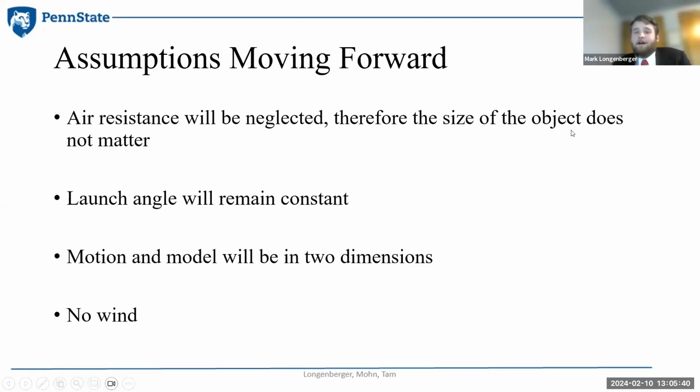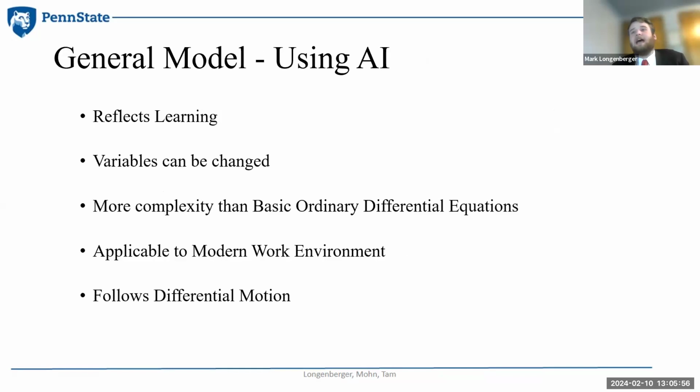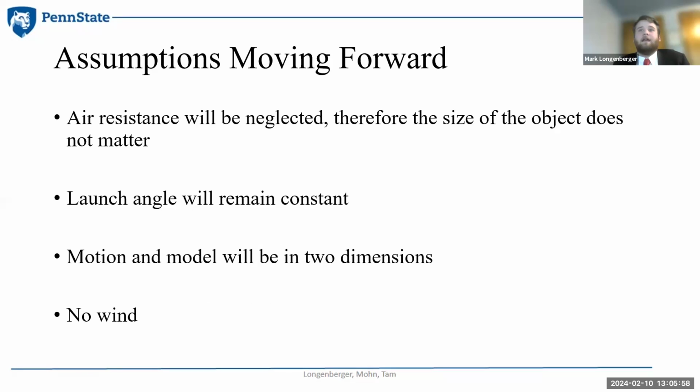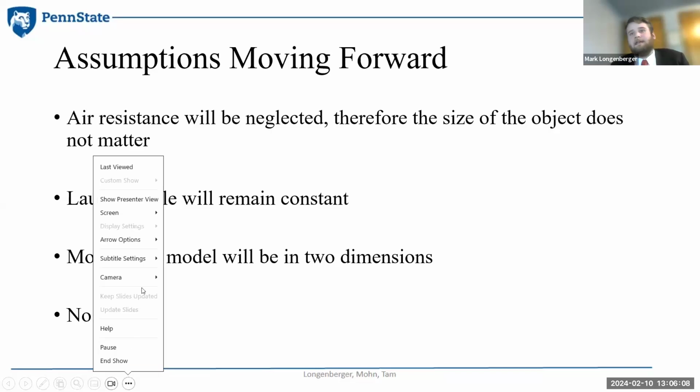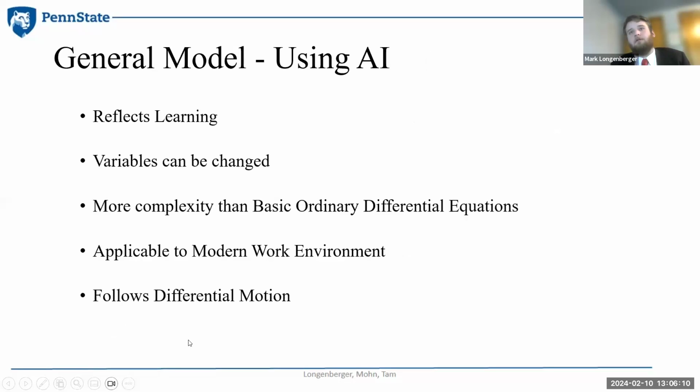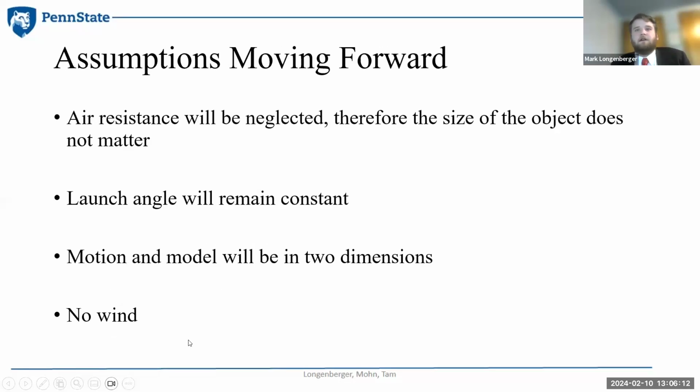Moving forward for our final model, of course, we had to make some assumptions that we're going to carry through the model. The first assumption that we made was air resistance was going to be neglected, since every food object and velocity and different starting height was going to change the actual trajectory of the model. We decided to neglect it, and it could be added later depending on what type of food object we would be modeling moving forward. Launch angle will remain constant, so we could create a model that the AI could follow as it was thrown.